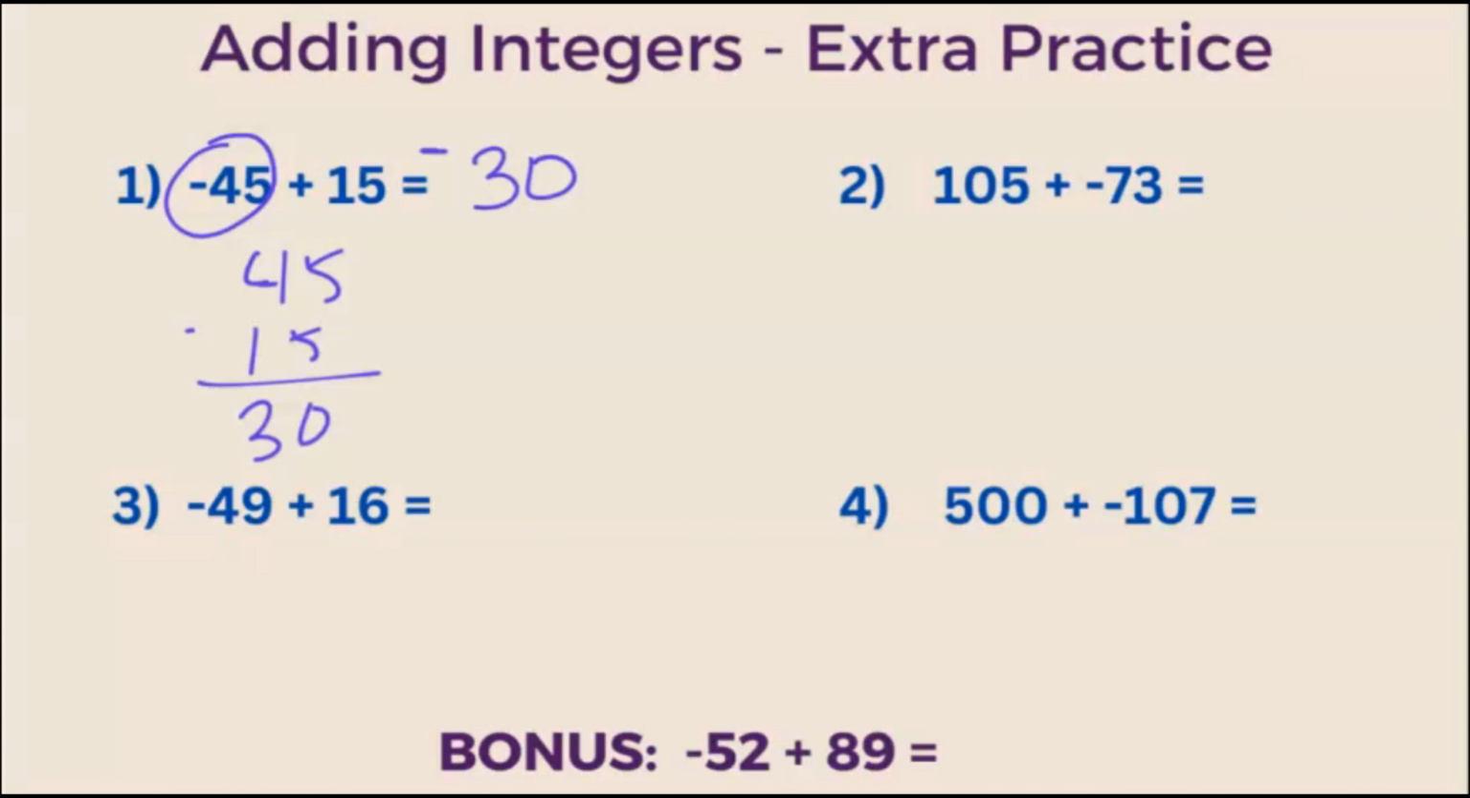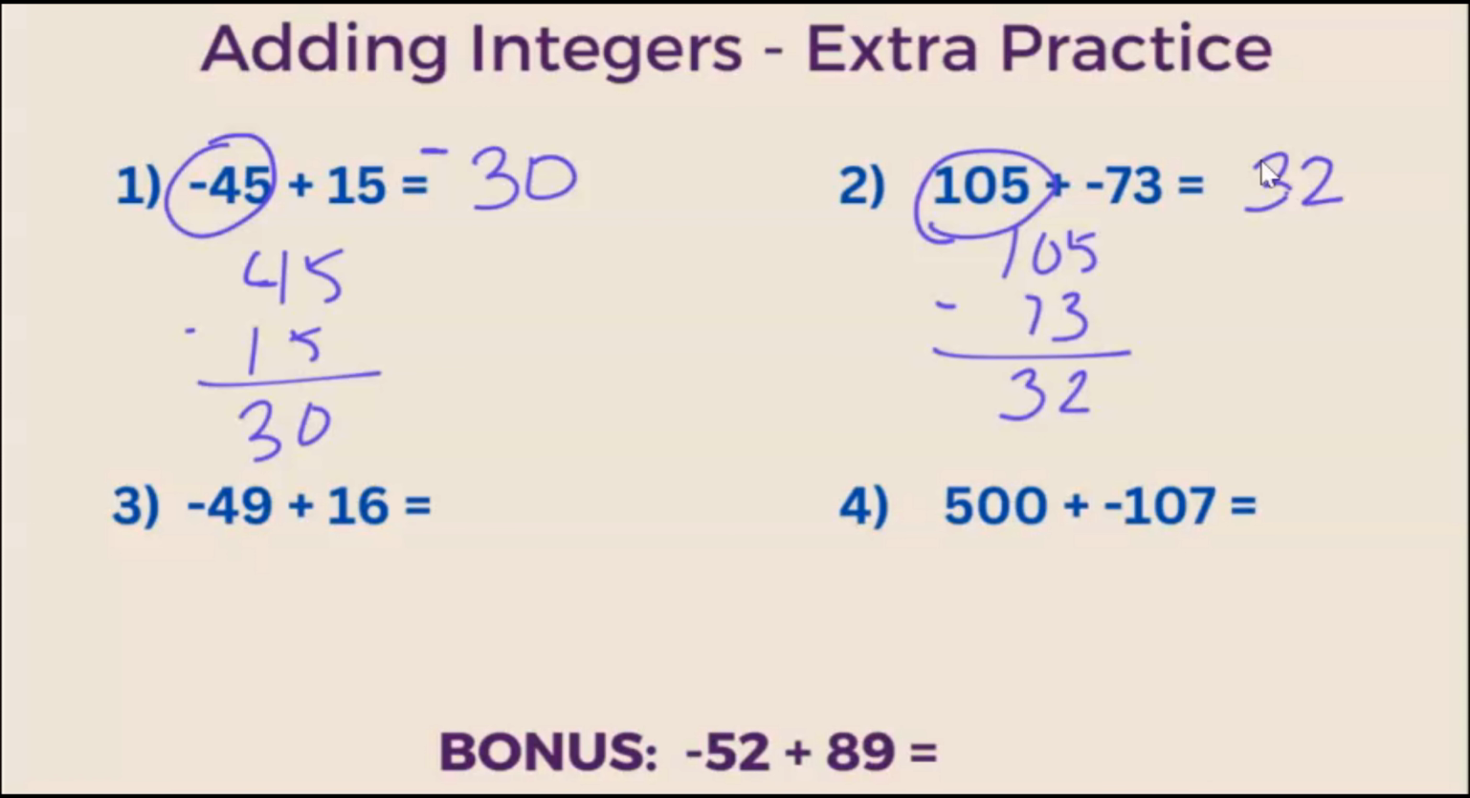Example 2. What is positive 105 plus negative 73? Let's take the absolute value of these numbers, which means we're going to take 105 minus positive 73, and we're going to get 5 minus 3 is 2, and we can say 10 minus 7 is 3, so 32. The absolute value of 105 and 73, 105 is clearly larger, and it's positive. So our answer is positive 32.